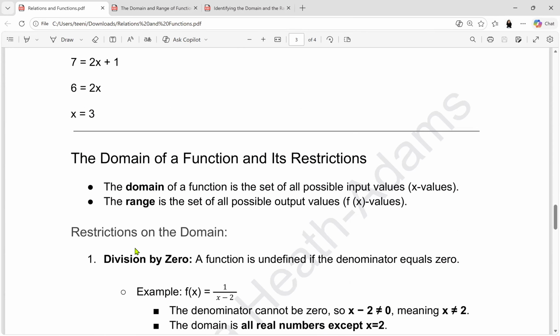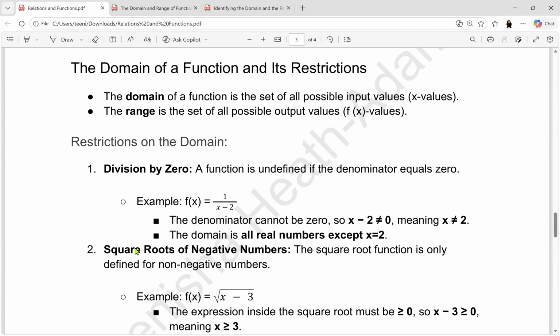So 7 is equal to 2x plus 1, then 6 is equal to 2x, so x is 3. Today, we're going to spend some time learning about the domain and its restrictions. So the domain of a function and its restrictions.